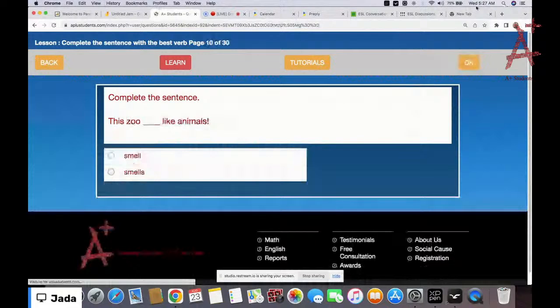So this zoo is just one zoo without S. So it's going to be the verb with the S. So this zoo smells like animals.